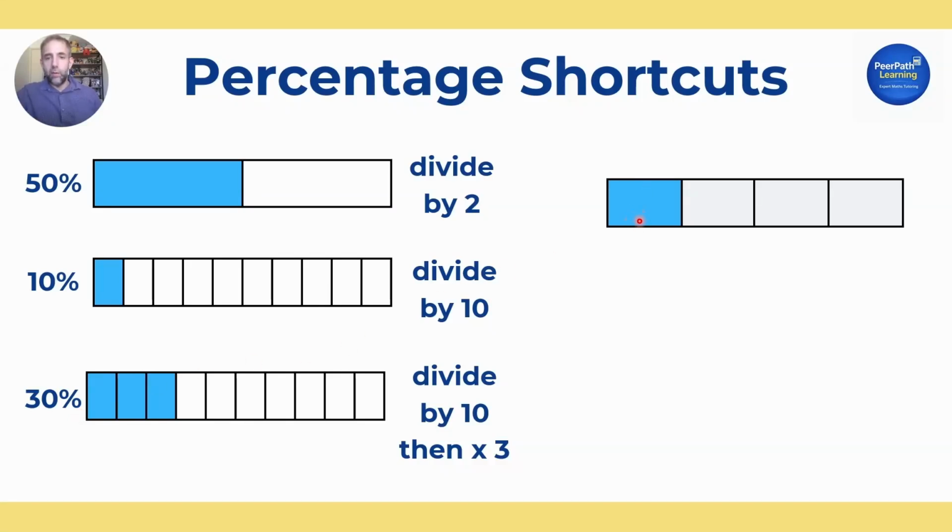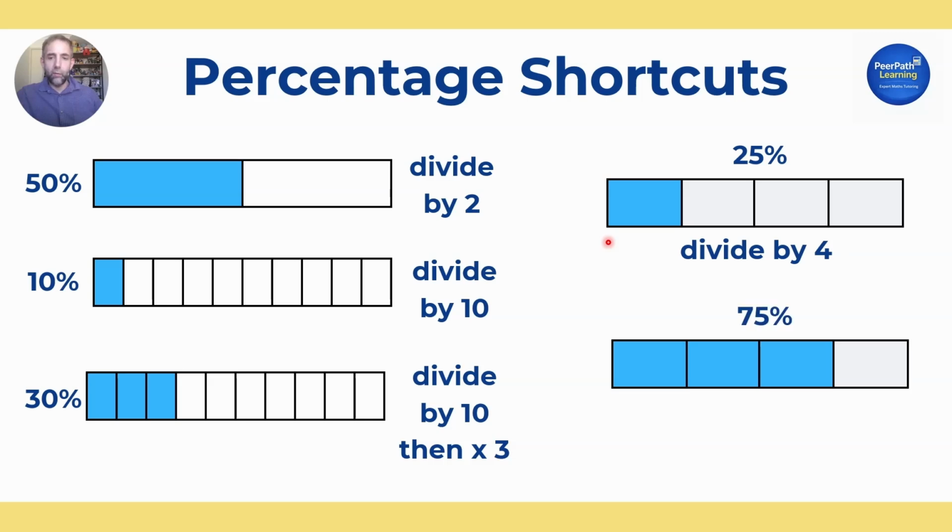Here we've got one blue section out of 4, so that is 1/4. 1/4 is the same as 25 over 100 if you times top and bottom by 25, so that's 25%. But because 25% simplifies to a quarter, you can just divide by 4.